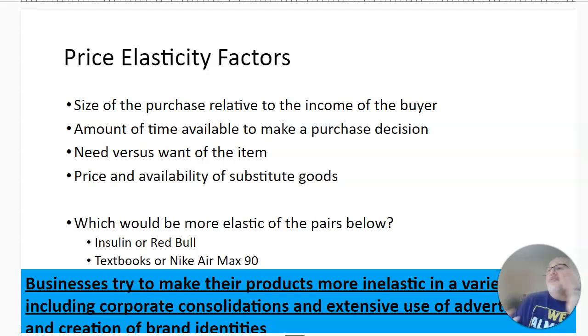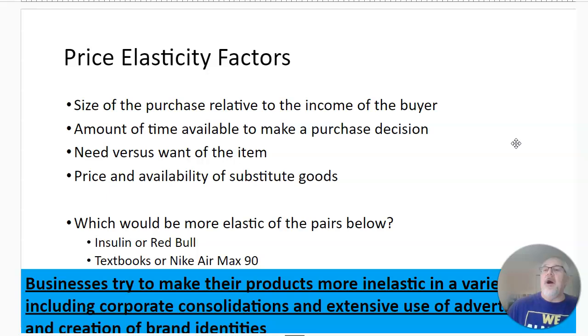A third factor is: is the item a need or is it a want? So, for example, insulin is something that diabetics need to maintain their health, and Nike Air Maxes are luxuries that people like to have. They're nice things. And then the final factor that I like to discuss is price and availability of substitutes. If there are a lot of options in the market for a product, then it's likely going to be a more elastic product rather than inelastic.